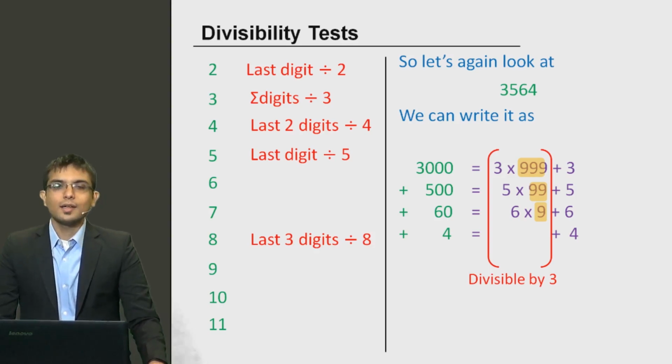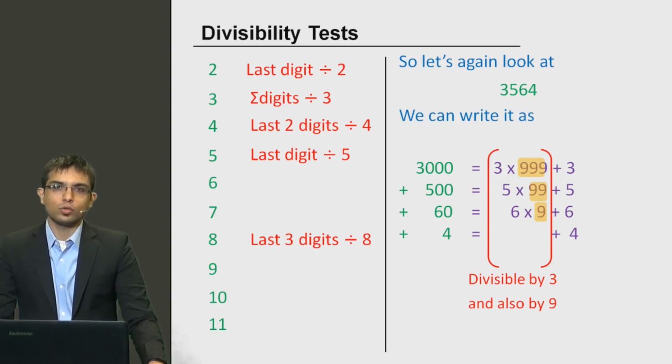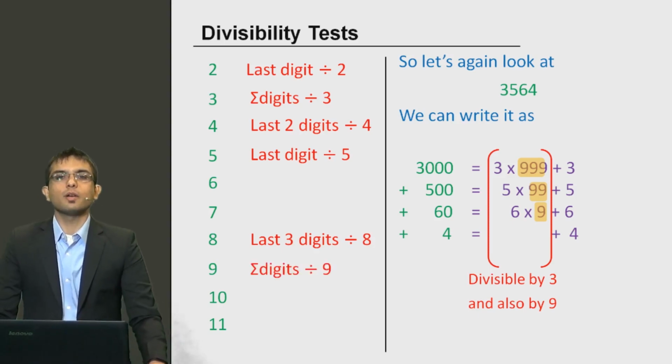What about 9? 9 has the same method, because in 9 also, if you look carefully, 999, 99 and 9, all of them are divisible by 9. That's why the entire number is divisible by 9 if your sum of digits is divisible by 9. So the same rule for 9: the sum of digits should be divisible by 9.